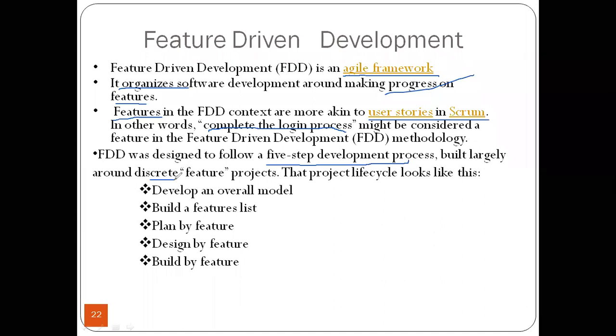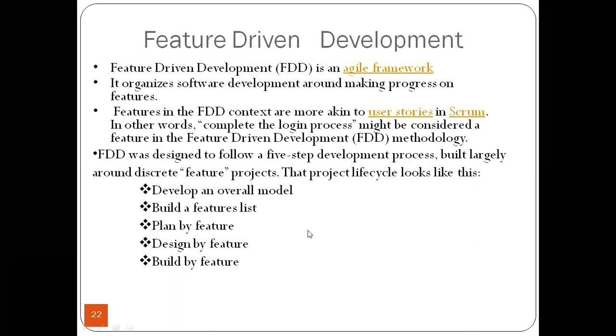First one is develop an overall model. Second one is build a feature list. Third one is plan by feature. Fourth one is design by feature. And the fifth one is build by feature. These are the overall five steps, the five project phases, for feature-driven development. Clear?